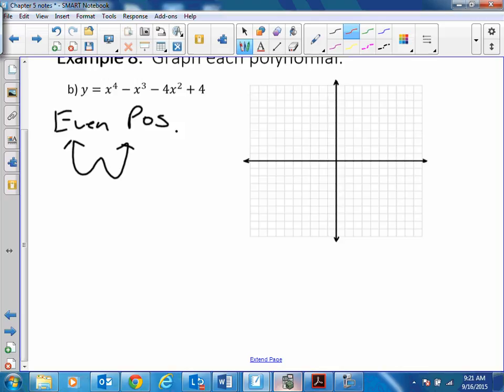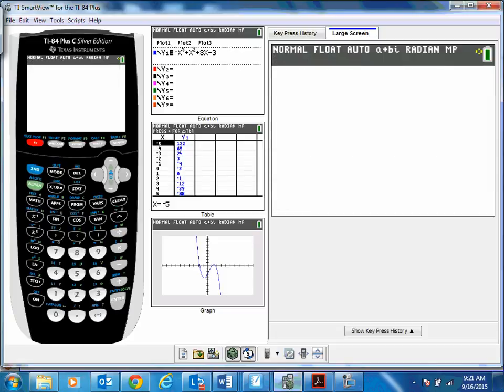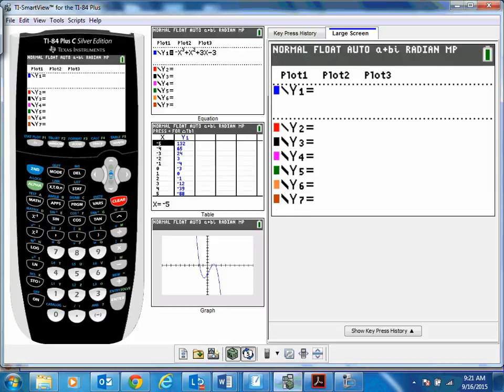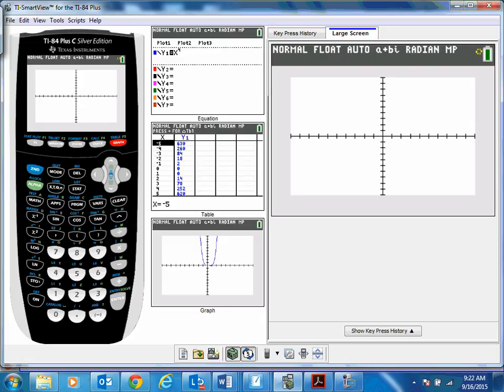We plug in the graph calculator. Do you want to do this without graph calculator? No. All right, so it'll be x to the 4th. So yeah, we get our W. Okay. Little awkward W.